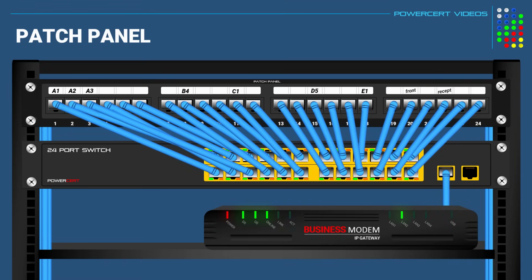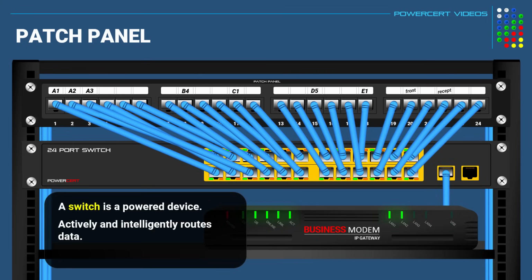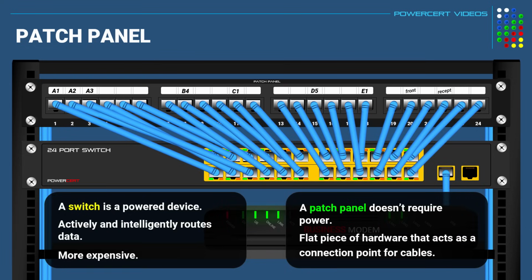Now, some of you might be asking, well, what's the difference between a patch panel and a switch? Well, a switch is a powered device that actively and intelligently routes data, and switches are significantly more expensive. But a patch panel doesn't require power. It's just a piece of hardware that acts as a connection point for cables. It does the same thing as a keystone jack and wall plate.